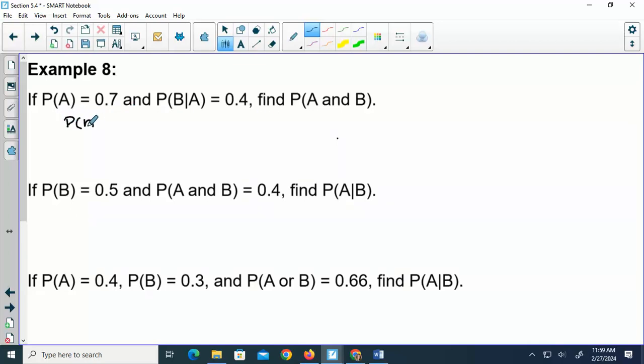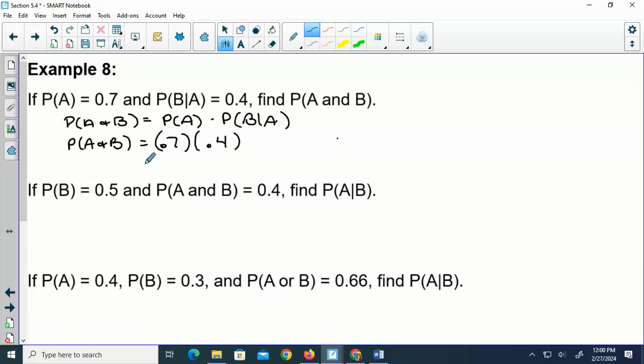So what we should do is write down the formula we're doing. The probability of A and B is the probability of the first times probability of the second, given that the first already happened. So we plug in what we have. Probability of A is 0.7 times probability of B given A is 0.4. And what do we get?